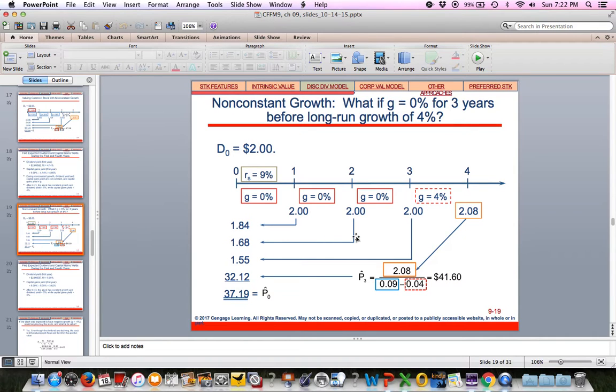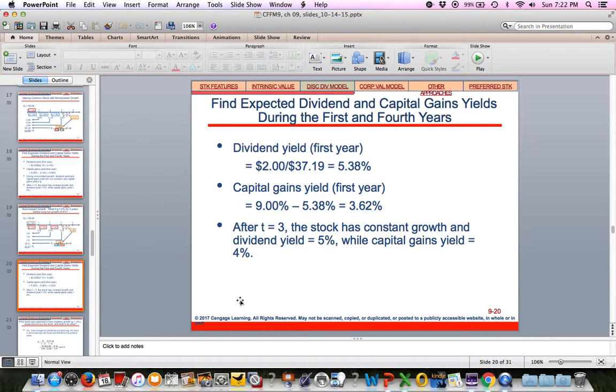So this is another example. It basically says, what if we have 0 growth for 3 years? Then we go on to a normal growth of 4% after that. And so we just bring these 2's back down to a value today, and then we do the 2.08, the D1, divided by the return minus the growth, and we get the 41.60, bring it down to a present value today, and we get 37.19. And again, we can do the same calculation. Take the 2 divided by the 37.19 to get the dividend yield, and the difference then becomes the capital gain yield. Then after that, it just becomes dividend yield is always 5% and capital gains yield is always 4%.